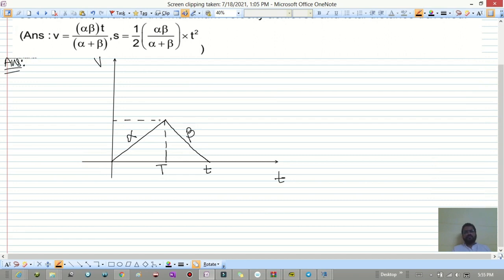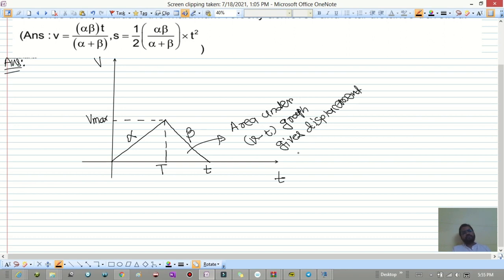So over here the maximum velocity achieved is this one, and the total distance is the area under this velocity time graph. Area under the velocity time graph gives displacement, and this displacement is exactly equal to the distance. Why? Because velocity is positive in this case, so the magnitude of the displacement is exactly equal to the distance. So yes, we have to consider the magnitude of the displacement over here.